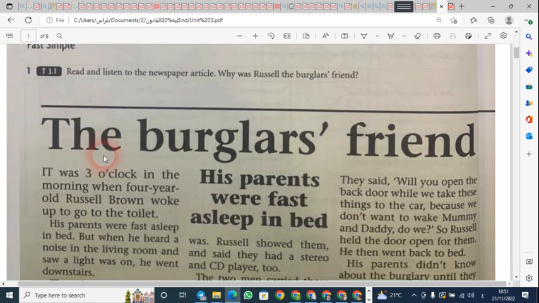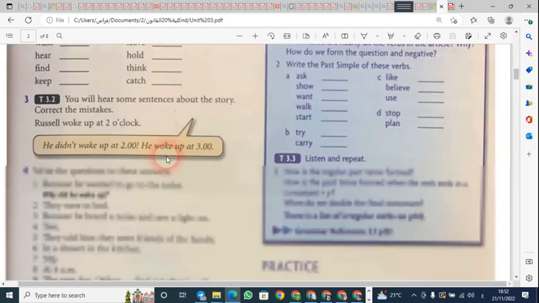Here we have a passage titled The Burglar's Friend. I'll read it for you. The burglar's friend means صديق اللصوص. Burglars are usually thieves who rob houses or banks. هذه الكلمة تطلق على اللصوص الذين يقومون بالسطو على المنازل أو المصارف.